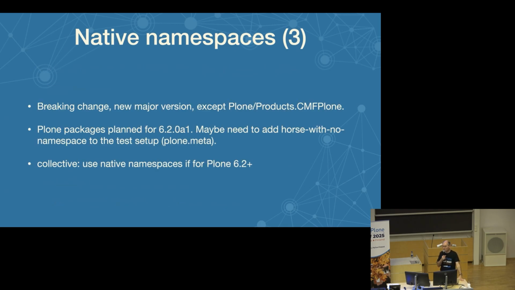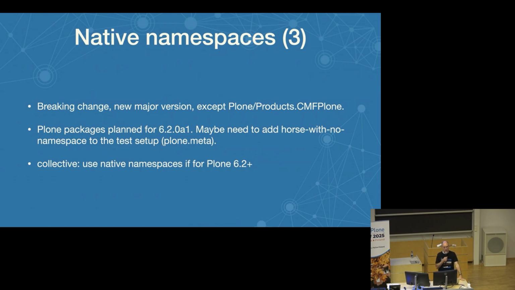So yeah, in 6.2 Alpha 1, the idea is that all Plone packages should also be native namespaces. We'll need a Zope release for that. I think that will be called Zope 6, probably. We'll probably use Zope 6 in Plone 6.2, and we'll probably stick to Zope 5 for Plone 6.1. I'm just thinking about that.